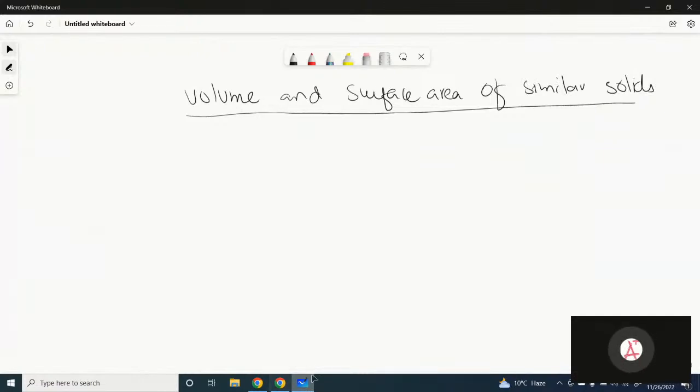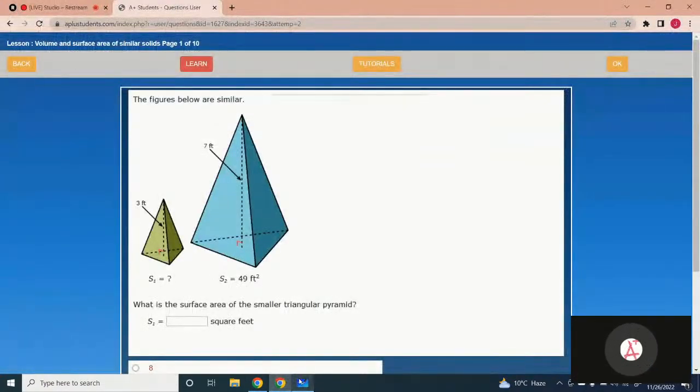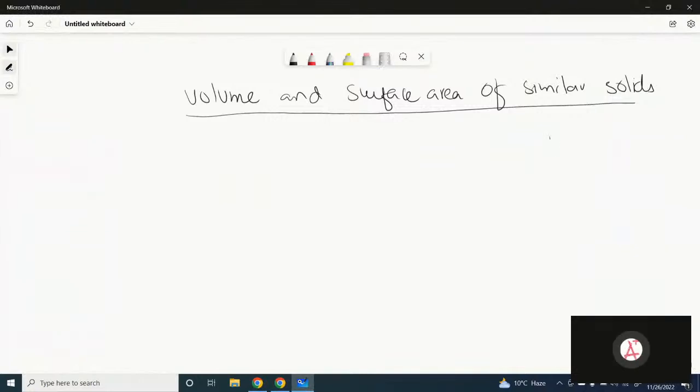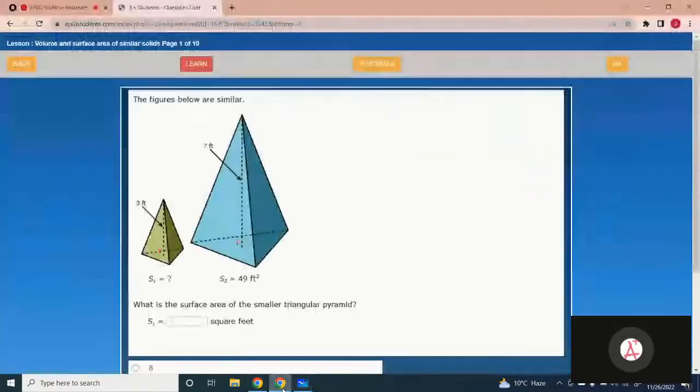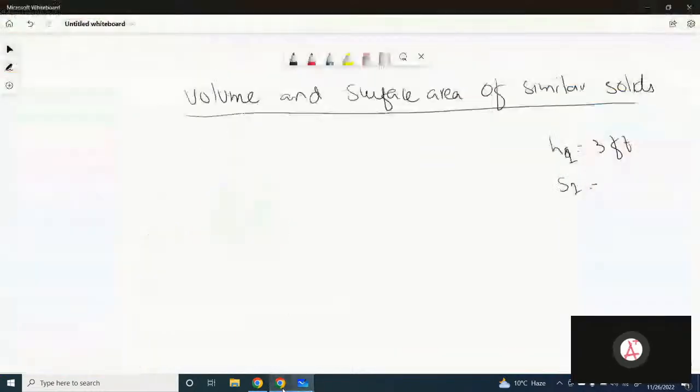Okay, the height of the smaller one is 3 feet, and you have to find the surface area of the smaller one. You can say the height of figure one is 3 feet, and the second one is 7 feet, and it would be 49. So you have to find the surface area of the smaller pyramid.